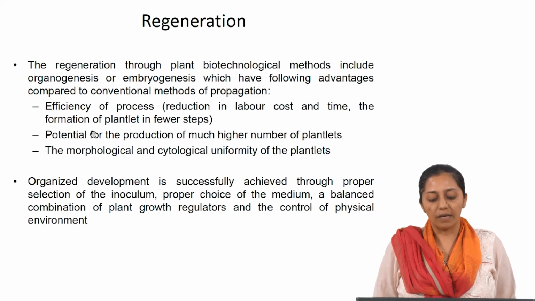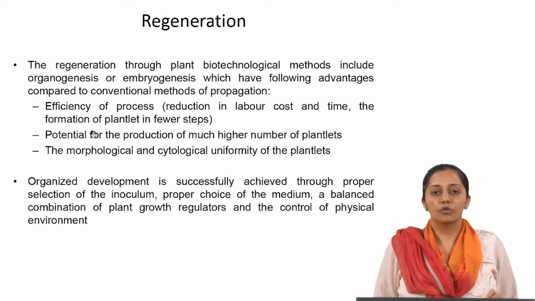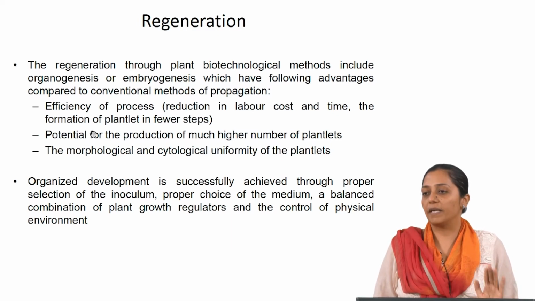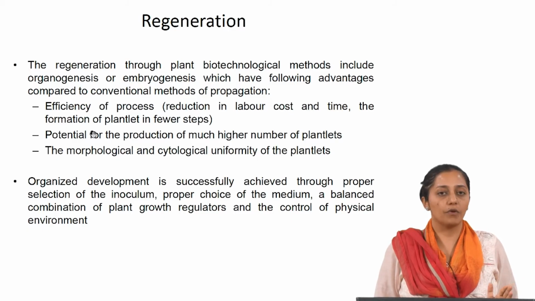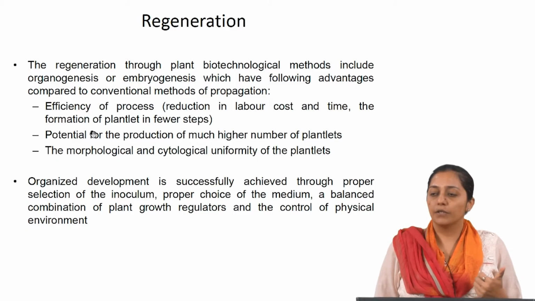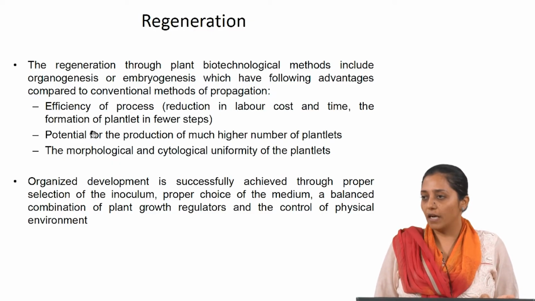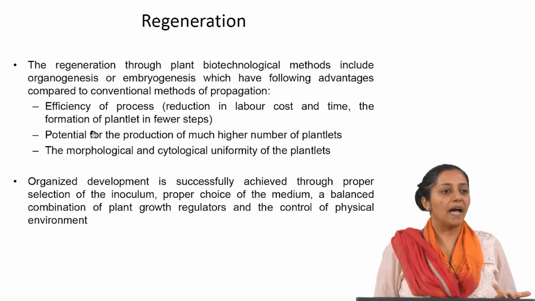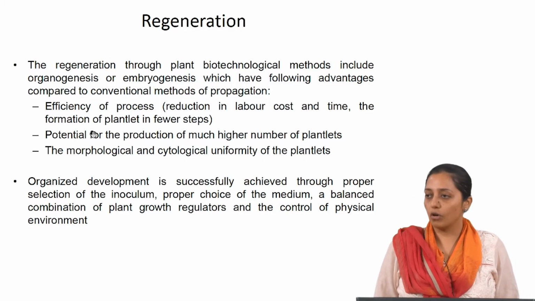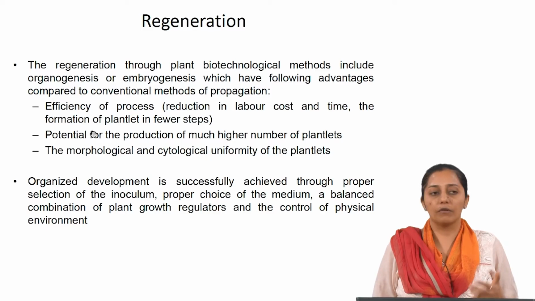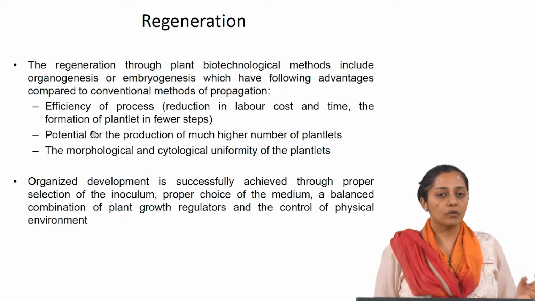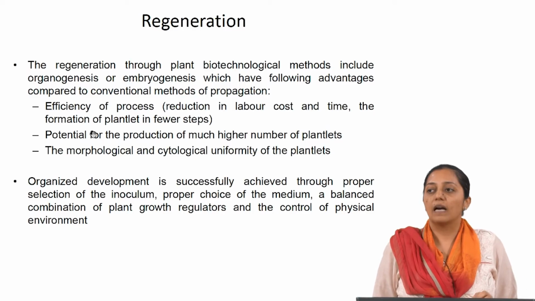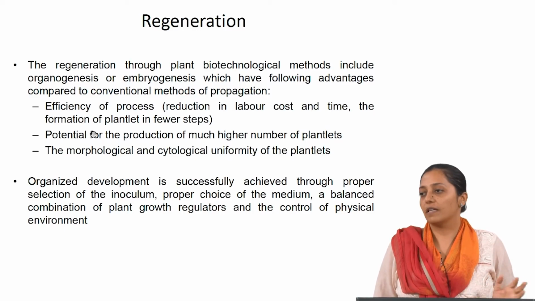Now, organized development is successfully achieved through proper selection. So, what things have to be kept in mind under in vitro conditions for regeneration to happen? You need to have a good starting material, which means the inoculum, then proper choice of the media composition matters, then a balanced composition of growth hormones, which means the effect of auxins, cytokinins, gibberellin, as I said. So, these have to be optimized, and moreover a controlled physical environment.